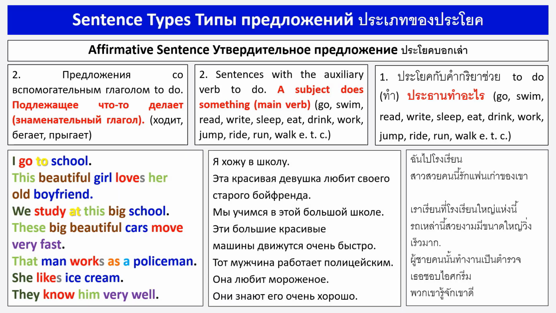I go to school. This beautiful girl loves her old boyfriend. We study at this big school. These big beautiful cars move very fast. That man works as a policeman. She likes ice cream. They know him very well.